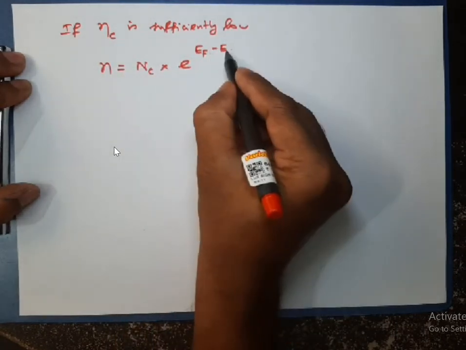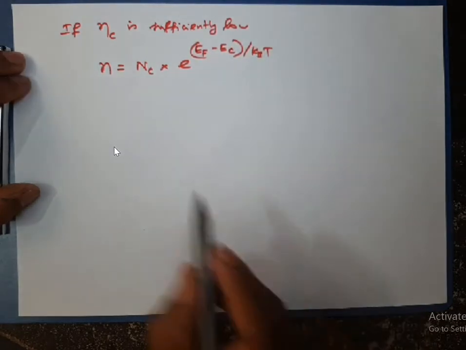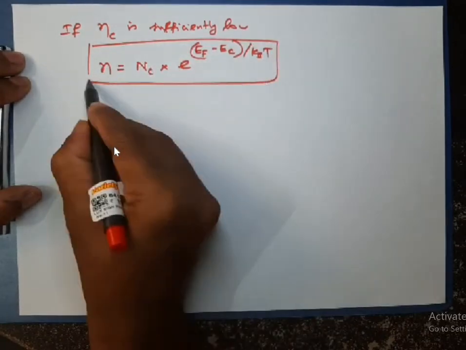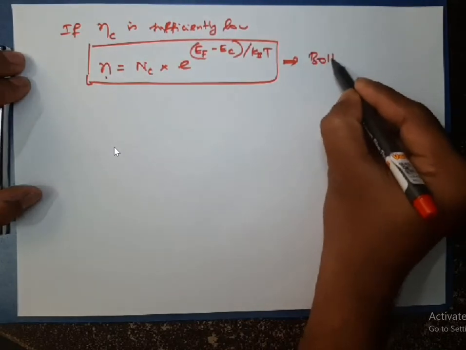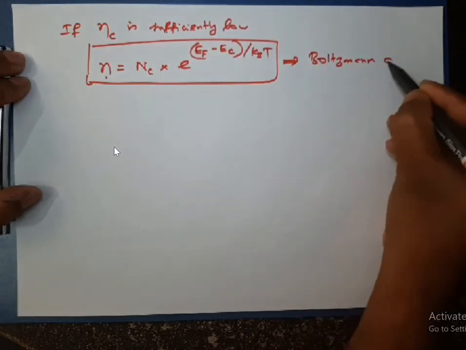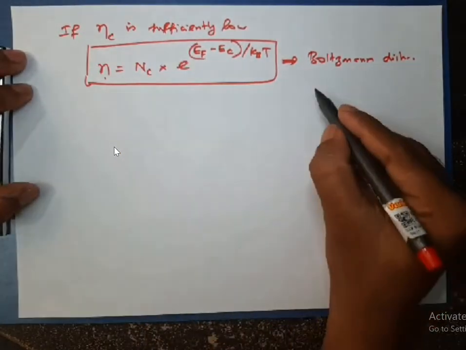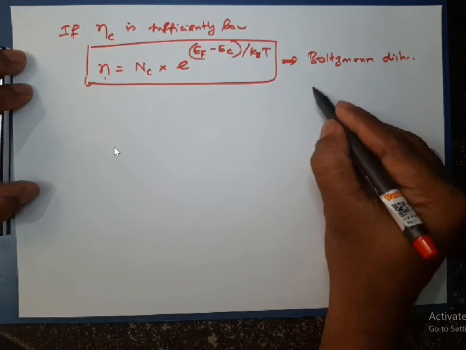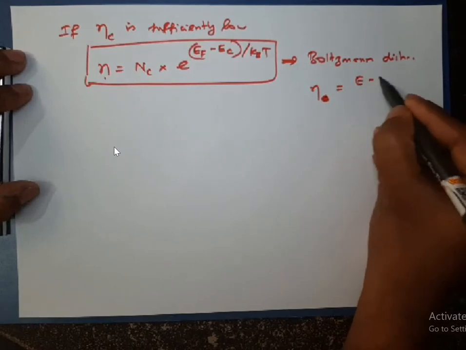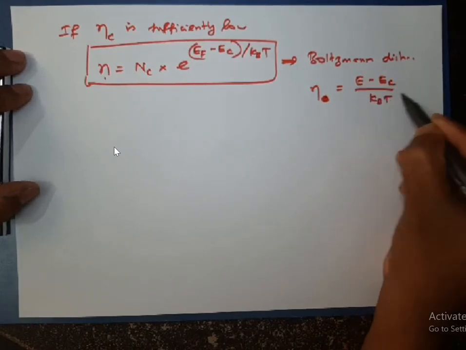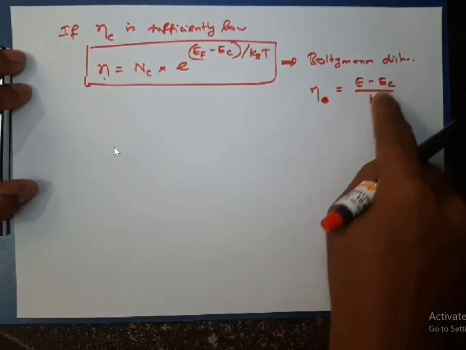So EF minus EC by kBT, right? Now see the function, this N, or this equation, looks like the Boltzmann distribution. When will this occur? You know very well, eta is equal to E minus EC by kBT. When we have to use this, you know very well eta is equal to E minus EC by kBT.